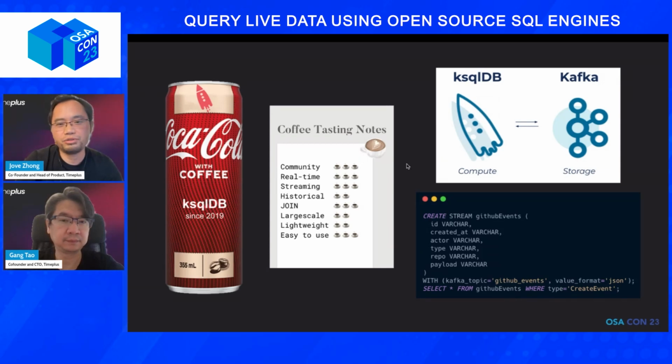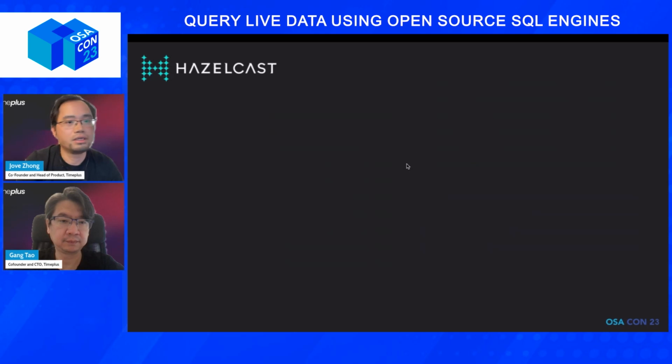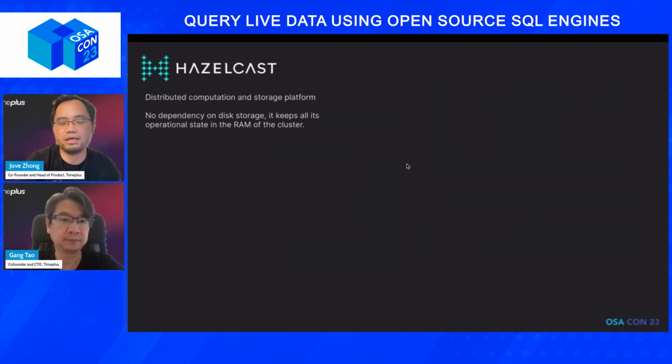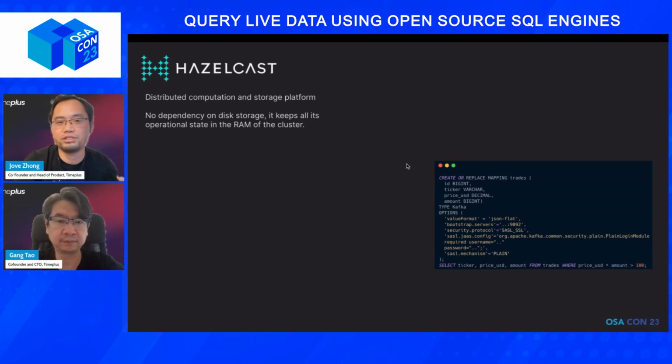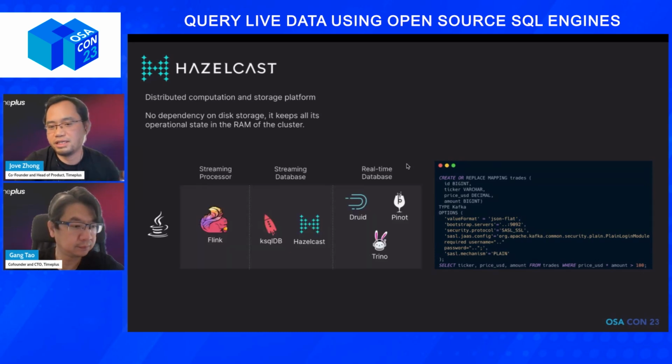The other option I want to mention is Hazelcast. Again, it's also a Java-based system. One of the interesting designs is that they have memory-based computing, but they have figured out a way to leverage a cluster to share the memory. And similarly, you can define different SQLs to connect to your Kafka or Pulsar and query it.